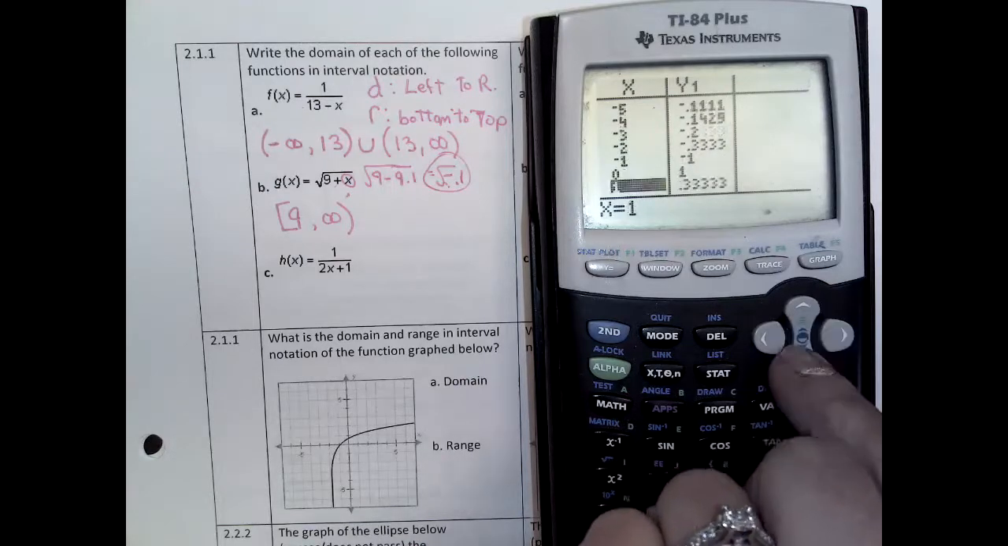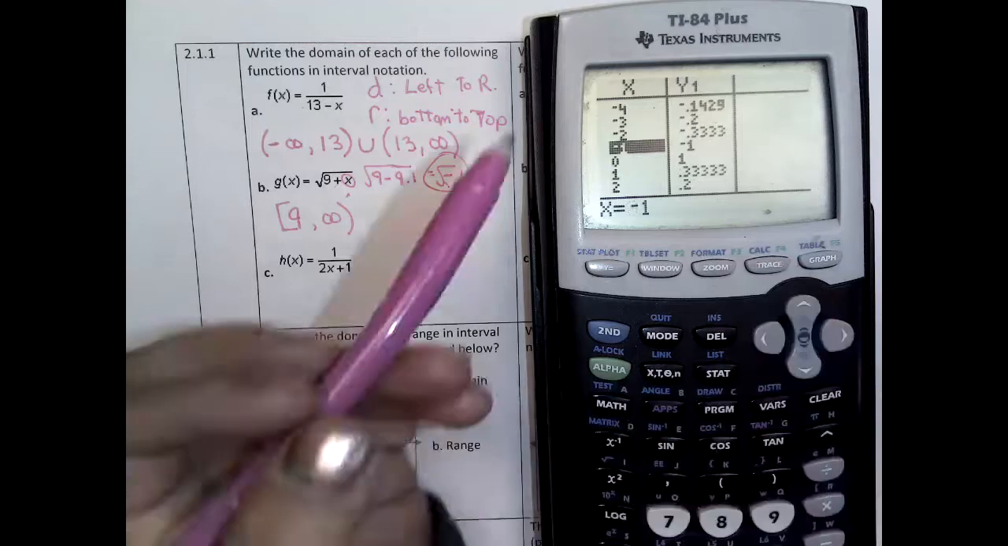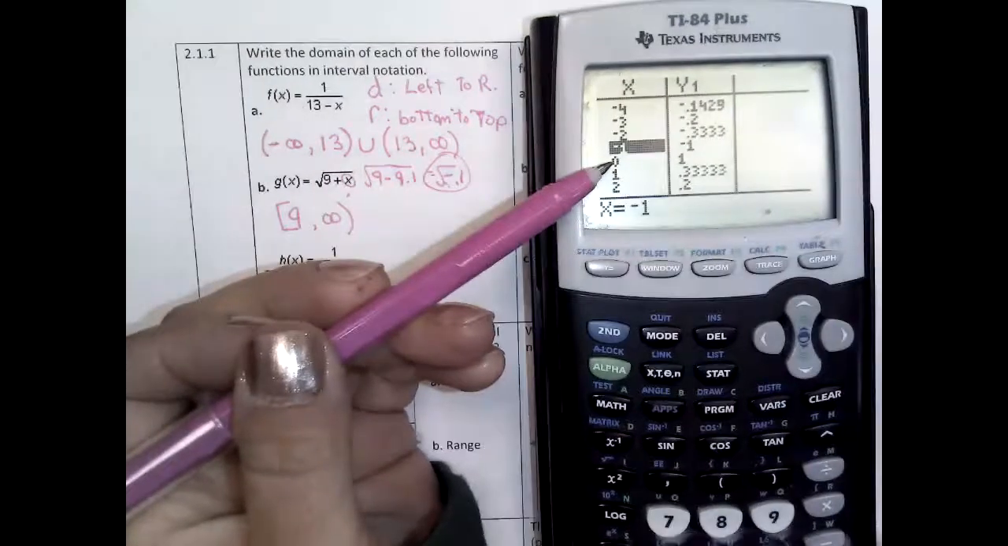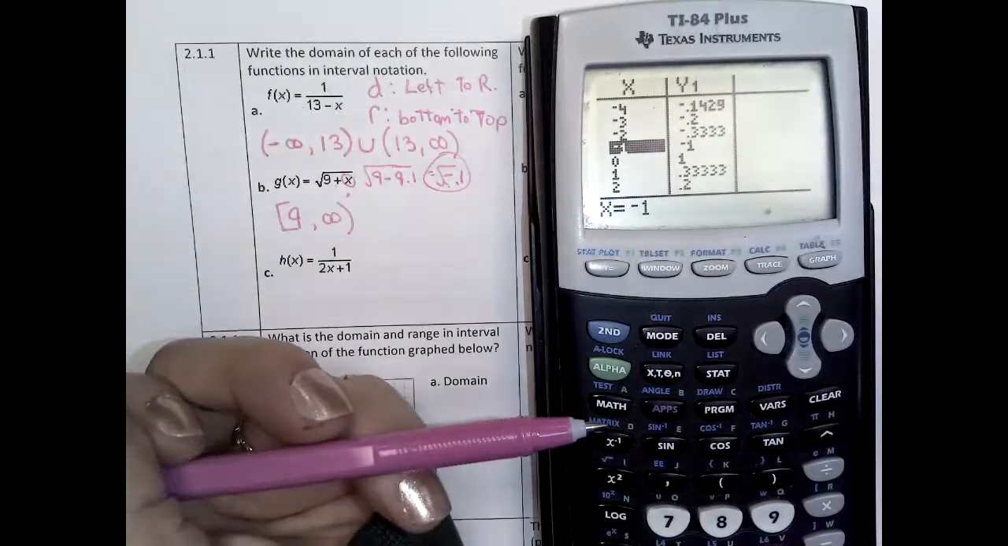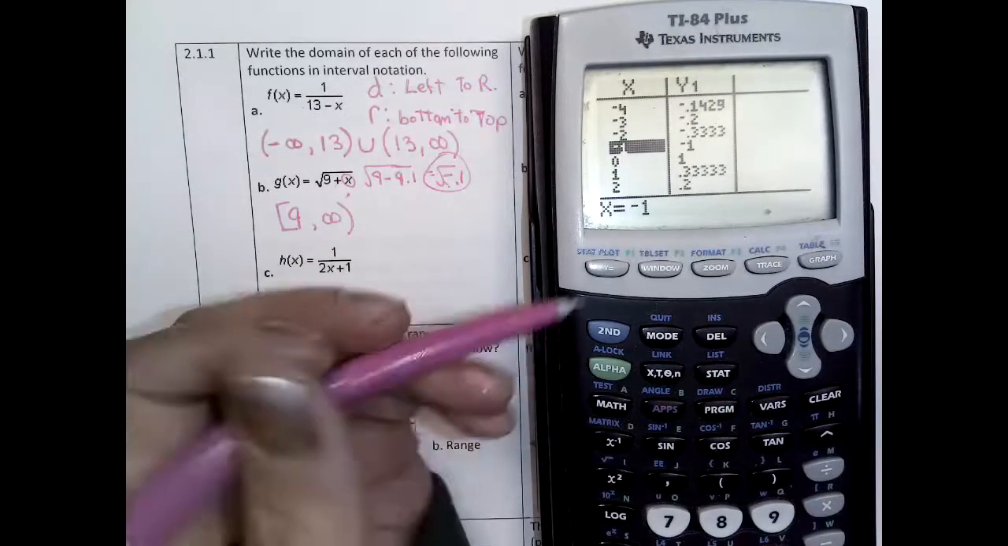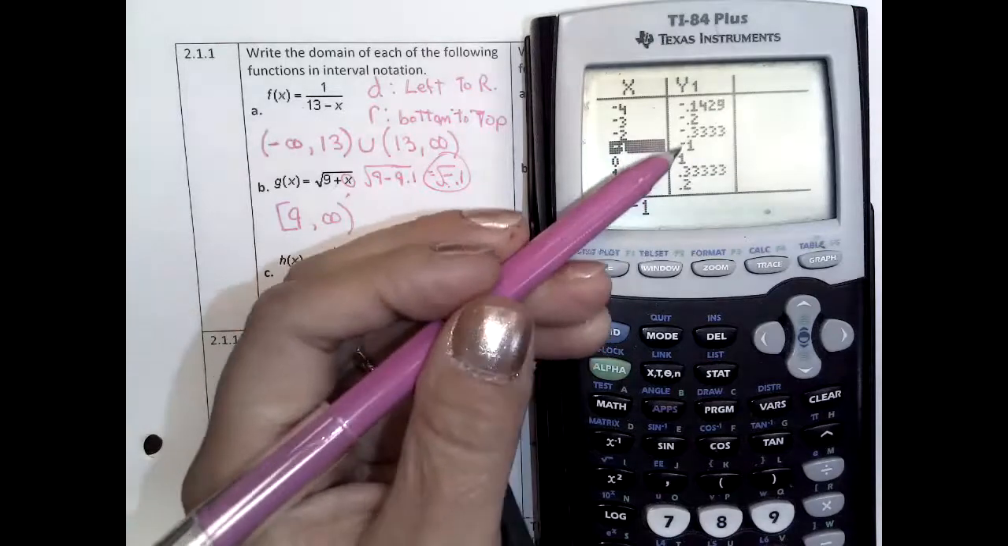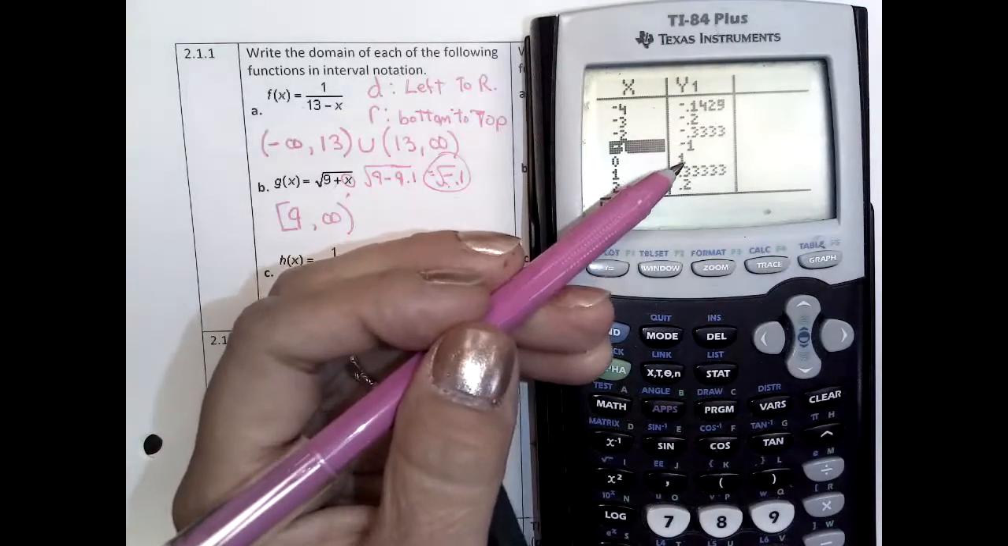But then, oh, look at that. Did you see that big jump between -1 and 0? It went a whole 2 points almost. There was a big jump there. So that means something happened between there, and we need to figure out what that is.